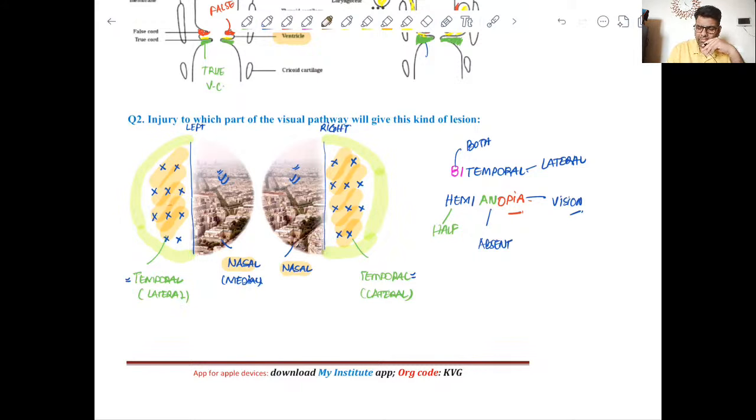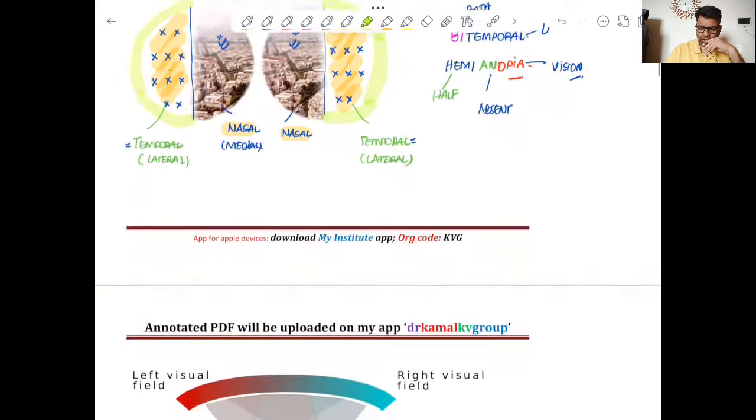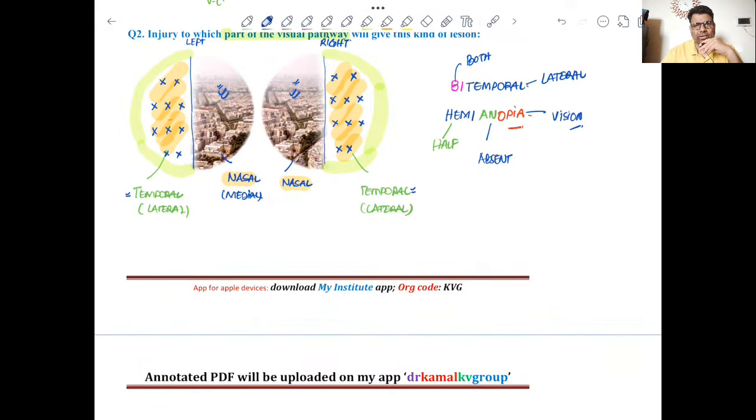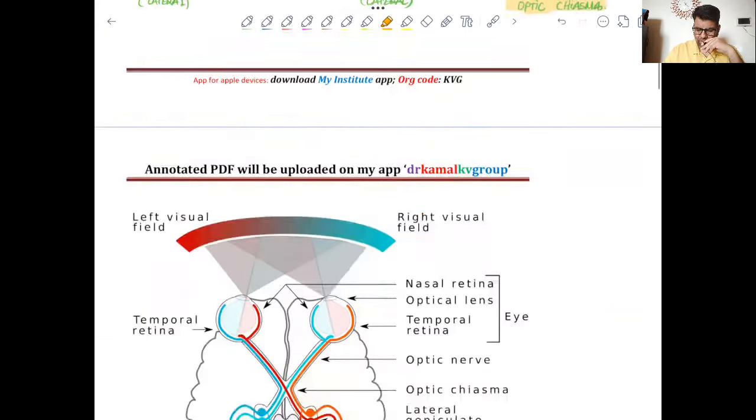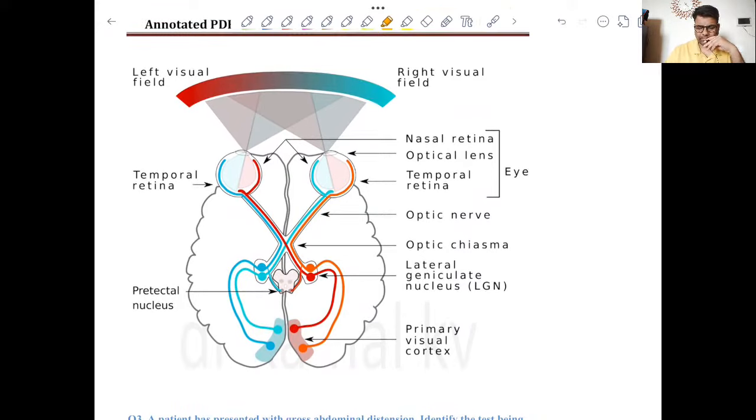Now when I say bitemporal hemianopia, what is the site of lesion? You have to identify the part of the visual pathway where the lesion has occurred. To understand this, we need to take the visual pathway first. Although it is very easy to answer, I think most of you can say this is the optic chiasma, right? So the answer is optic chiasma. But I want all of you to understand what actually the optic chiasma is. So I have taken one image to highlight this.